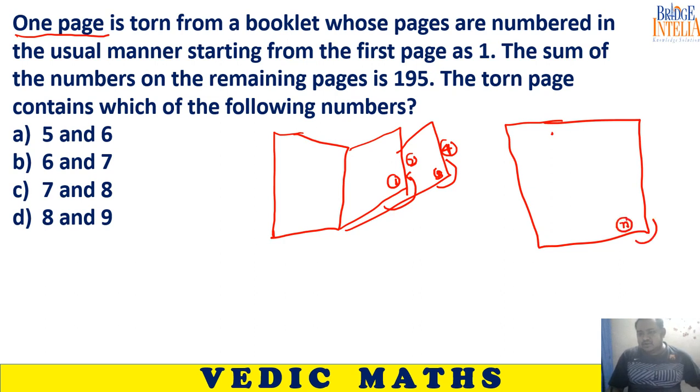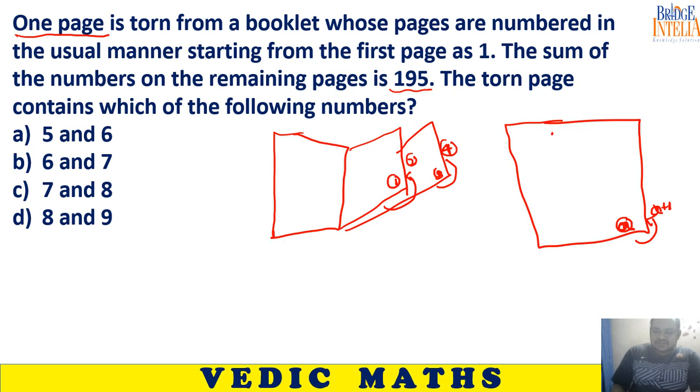Suppose n, and on the back side it is n plus 1, or you can rather use x, or a and a plus 1. So if you tear out a page, two page numbers go missing. And if you count the sum of the remaining pages, it comes out to be equal to 195. The torn page contains which of the following numbers?